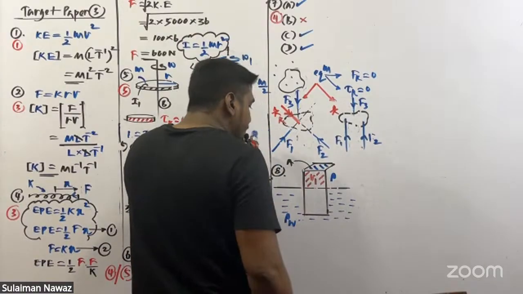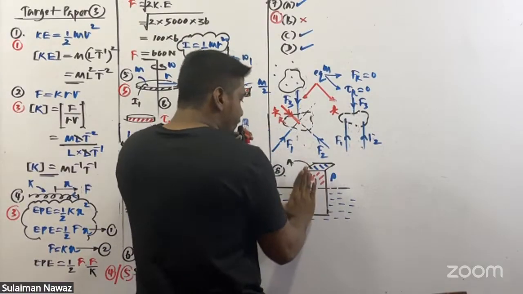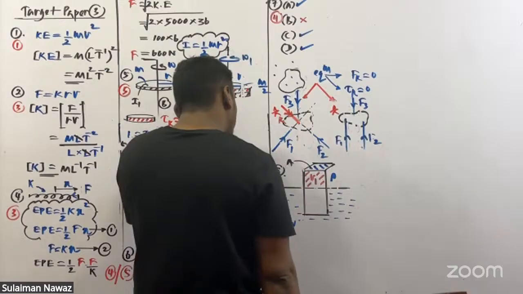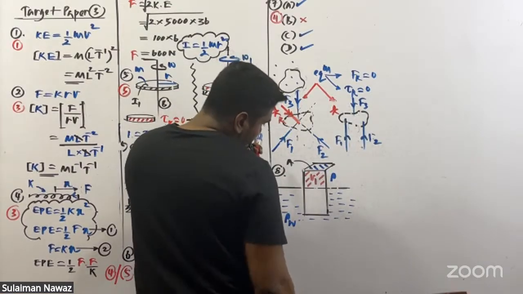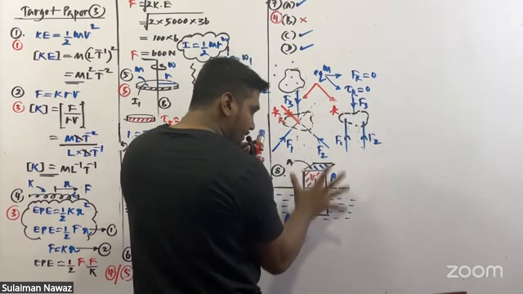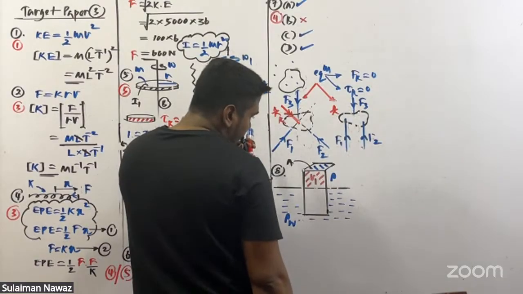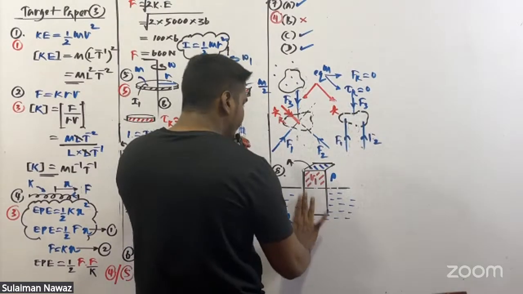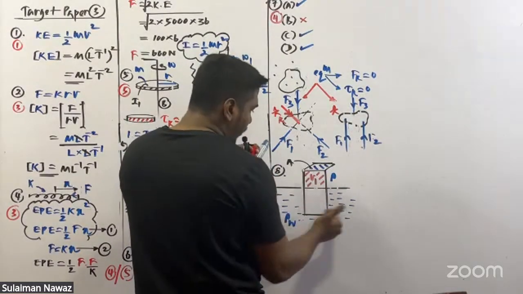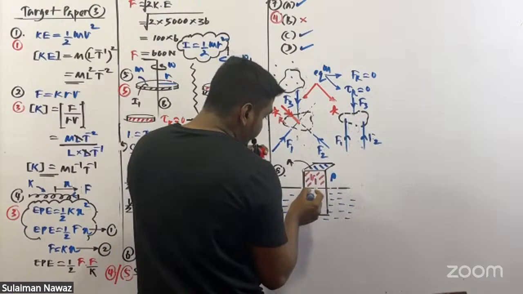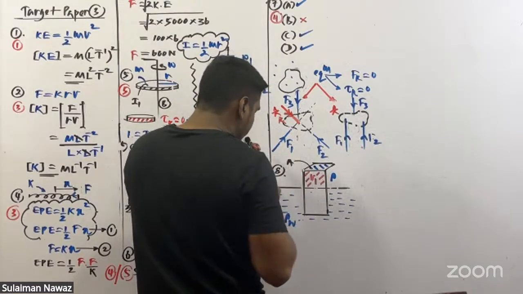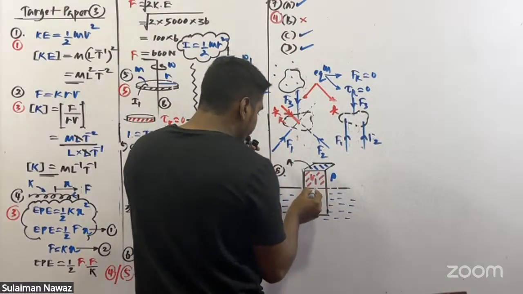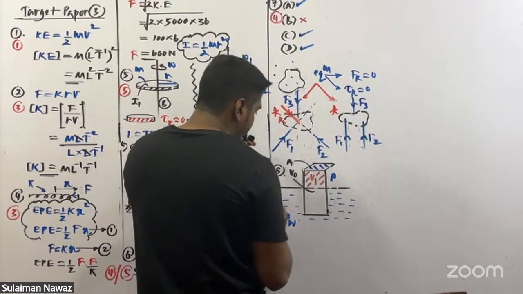And also, let's say the total volume of the ice cube, the entire volume of the ice cube, I mark it as capital V0. Total volume is V0.